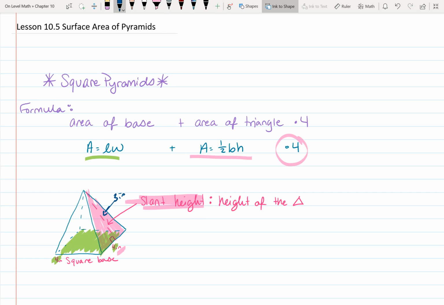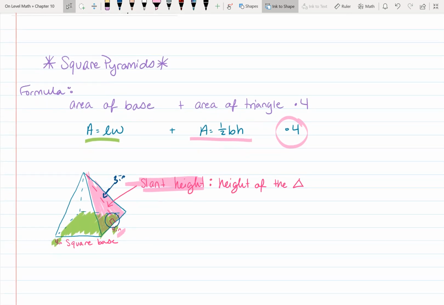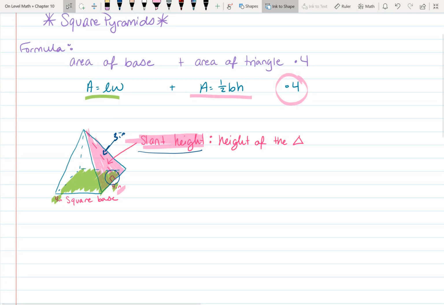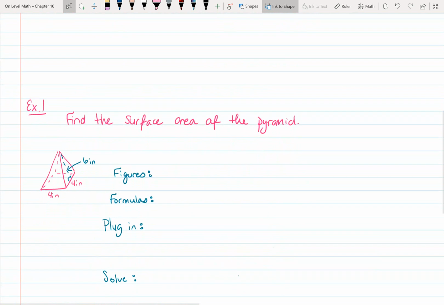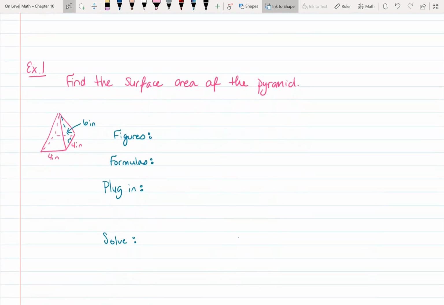So you've got to look for this. It's called slant height because it's the height and it's slanted, right? But you've got to look for that 90-degree angle, and that is the height of the triangle. So nothing too majorly different. Just be sure you understand that the slant height is really the height of the triangle. Alrighty, so let's go ahead and work through example 1. You are going to set up your homework just like this. So you've got your figures, formulas, plug in, and solve.